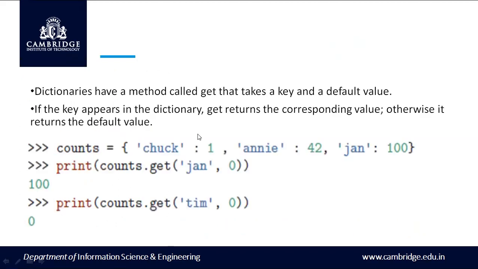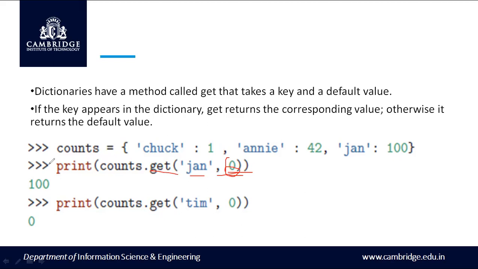Dictionaries have a method called get that takes a key and a default value. If the key appears in the dictionary, get returns the corresponding value, otherwise it returns the default value. So this is the modification for the above program. Here we have used the get method that takes the key and a default value. If that key is not present in the dictionary, it returns 0. So the default value here is 0.